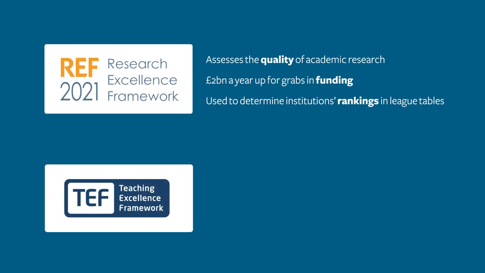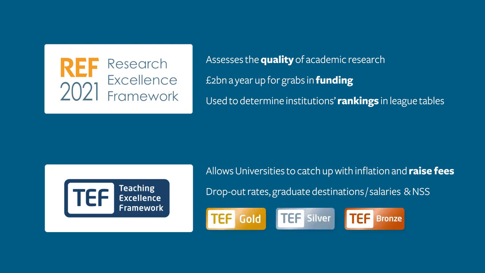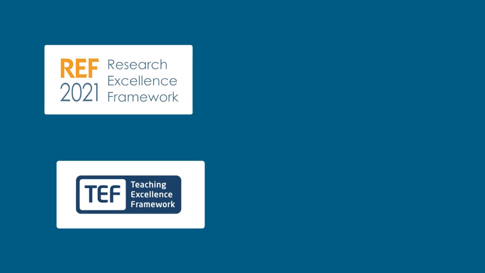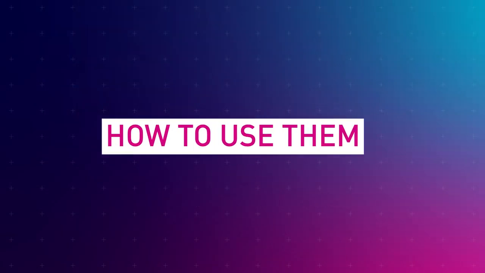The TEF is a much newer metric and was retrofitted to allow universities to increase their fees in line with inflation. The three main areas it draws on are dropout rates, graduate destinations and again the NSS. You will find it promoted more than the REF, as universities are awarded in recognisable gold, silver and bronze. But these are guides, and there are other ways to determine the teaching within an institution. So these are two metrics, each in their own way trying to give you an insight into teaching at a university. Number 4. How to use them.